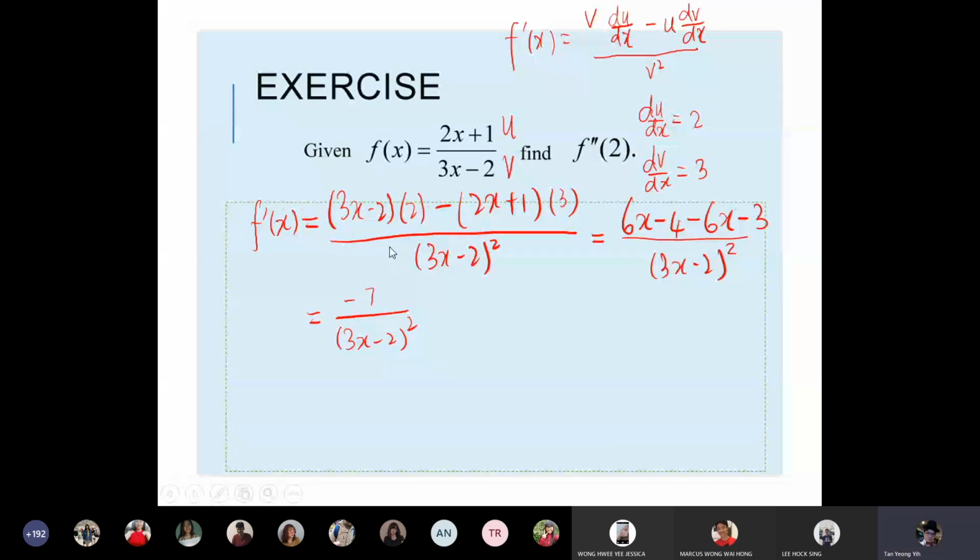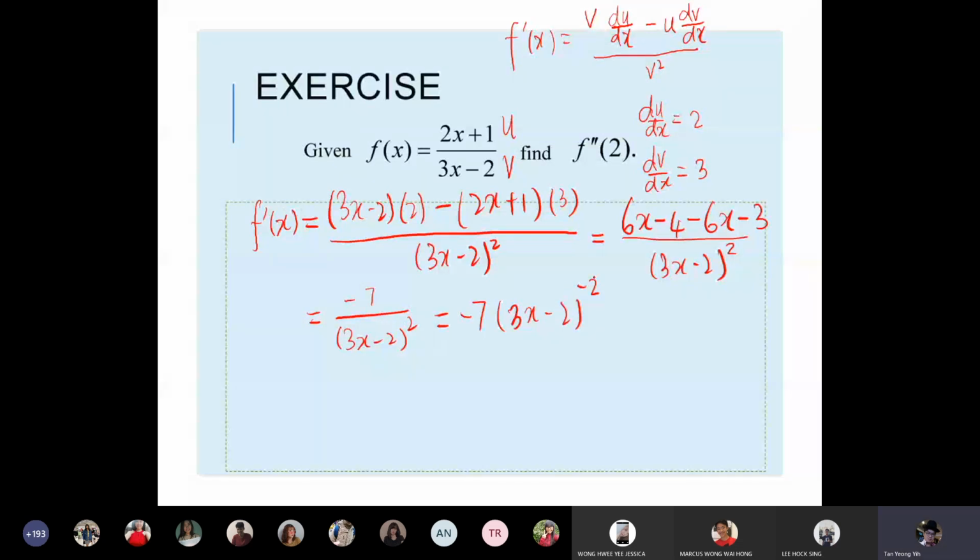Now the solution does not end here because we need to find f double prime. We need to find the second differentiation and the value when x is 2. As you can see here, we can actually differentiate again using the quotient rule. However, the numerator, negative 7, does not have x, so we can use a much easier way to solve. We use the chain rule.